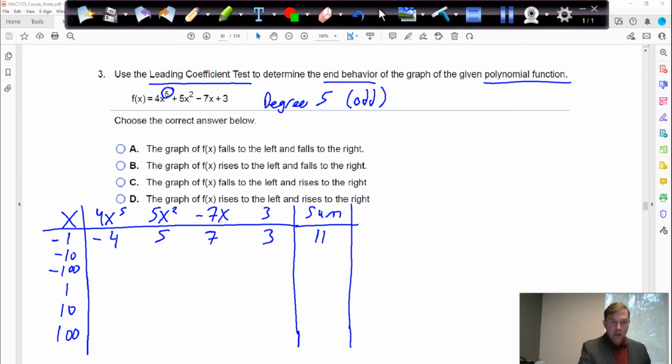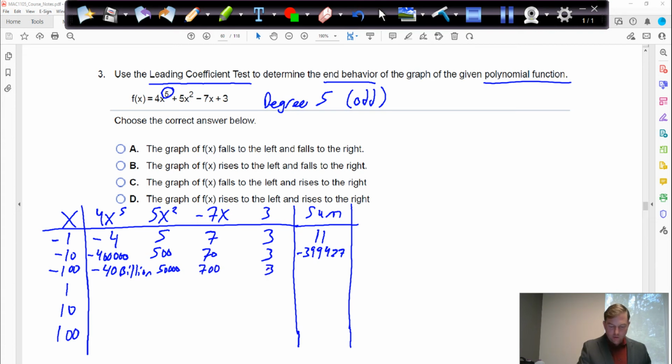Okay, now try minus 10. Minus 10 to the 5th is minus 100,000 times 4 would be minus 400,000. Minus 10 squared would be 100 times 5 is 500. Minus 10 times minus 7 is positive 70, and this is 3. If you add these up, you get minus 399,427. Minus 100, you plug it in, you get minus 40 billion. And you get over here positive 50,000. And over here you get positive 700, and over here you get 3.